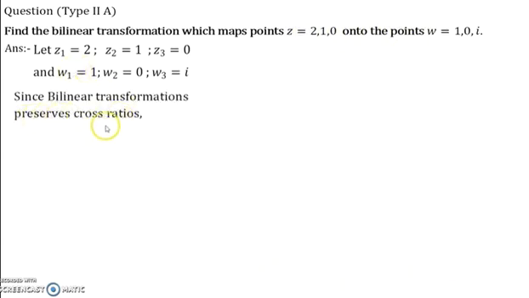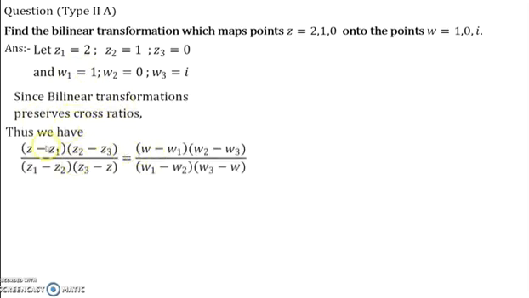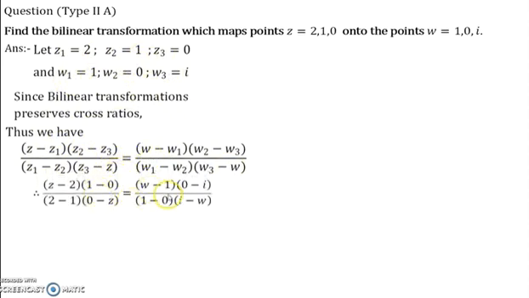So now we are going to use the result: bilinear transformation preserves cross ratio. Thus we have the formula (Z minus Z1) into (Z2 minus Z3) by (Z1 minus Z2) by (Z3 minus Z) is equal to (W minus W1) into (W2 minus W3) by (W1 minus W2) into (W3 minus W1). We are going to plug the corresponding points into this particular formula. We may get like this. After simplification, on the left hand side we get (Z minus 2) by (minus Z), and on the right hand side i into (W minus 1) by (W minus i).